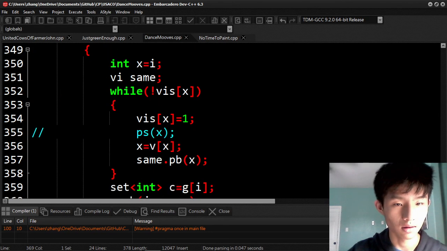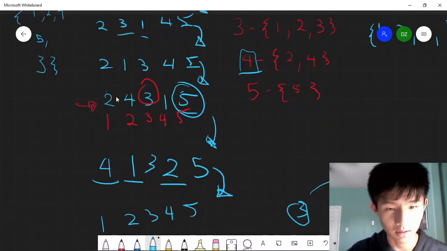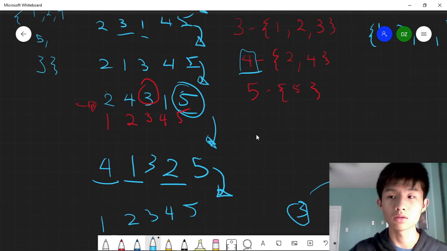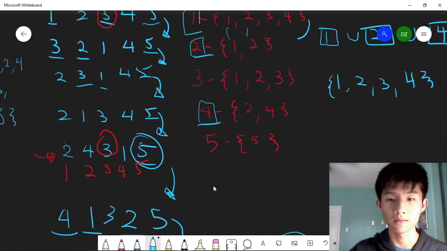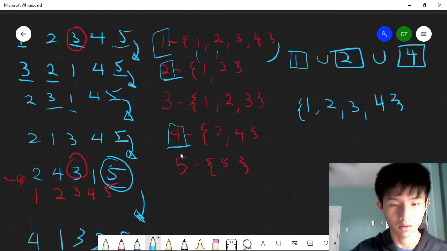So yeah, basically, in summary, it just goes through every single cycle. So if there's multiple cycles, it'll treat them separately. And then it unions all the positions in the cycle. So 1, 2, and 4 is one cycle, so it unions 1, 2, and 4. 3 is its own cycle, so it only unions 3. 5 is its own cycle, and it only unions 5.